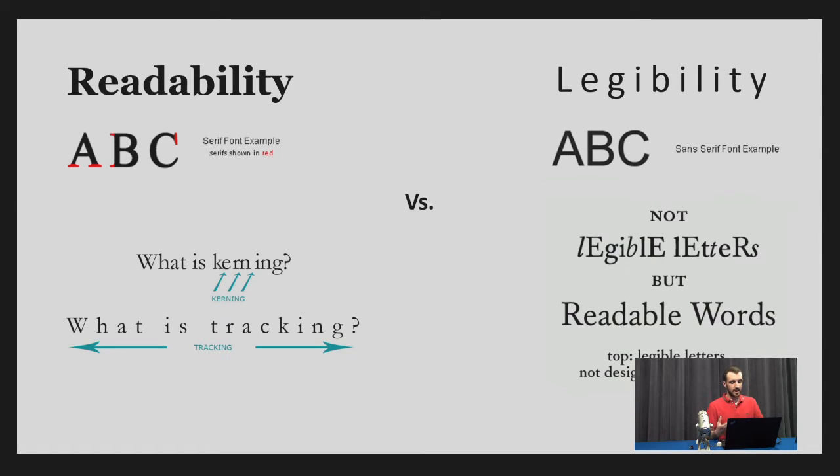So to end, I have this little quote here that says, "Not illegible letters, but readable words." In that first sentence, all of the letters are individually legible, but when they come together, they make the sentence not really legible. So you just have to keep in mind how your letters work together, and if you do, you'll successfully communicate the information that you want.